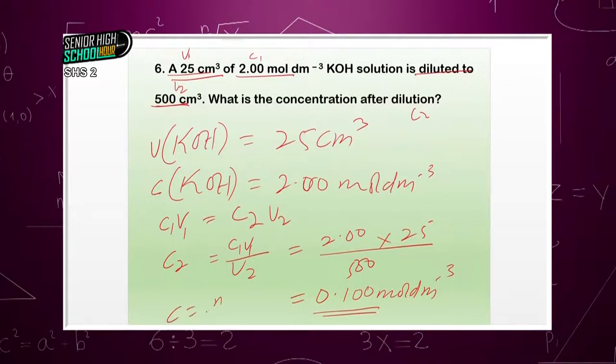C equals n over V. If n is constant, I will have C inversely proportional to V. It is simple mathematics. It means that if concentration increases, volume will decrease. If volume increases, concentration will decrease. So they ask, what is the concentration after dilution? With the increased volume, what do you think will happen to the concentration? The concentration will drop, you see.